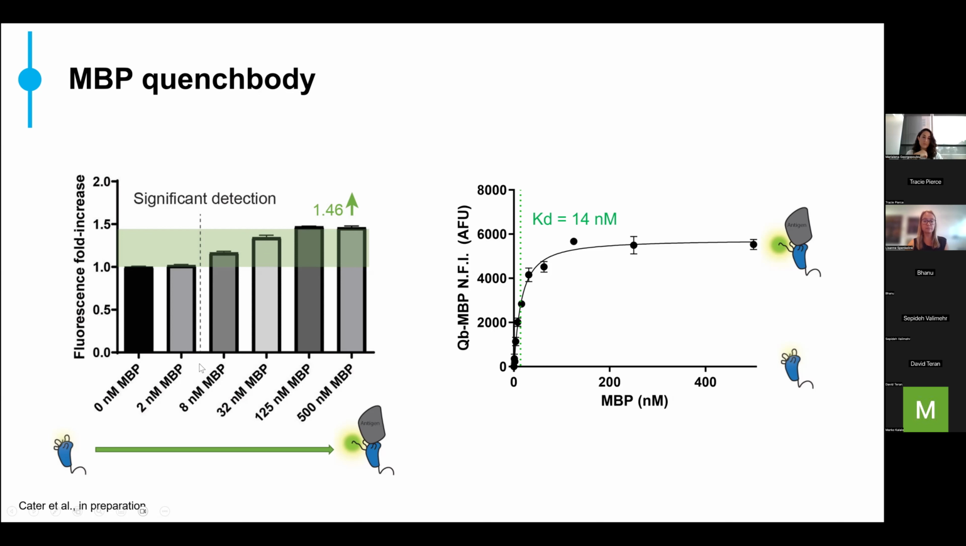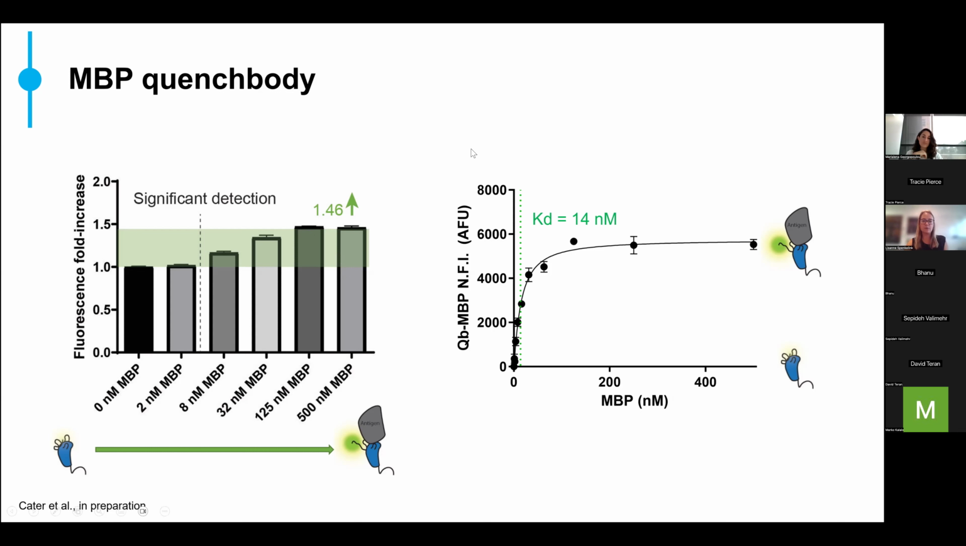single-digit nanomolar. And what's great about it too is that the KD that we measure by this fluorescence detection is 14 nanomolar, which is very, very similar to the KD of the nanobody before we turned it into a quench body. So we haven't really altered the binding capacity of this nanobody by turning it into a proper quench body.